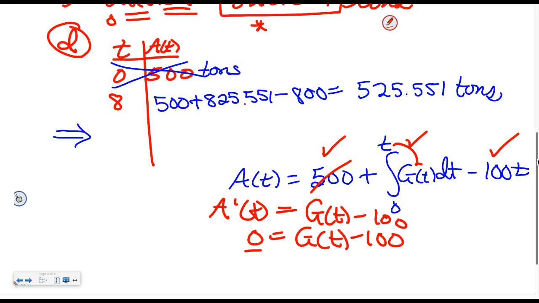In order for this to equal 0, the rate in, g of t, would have to equal the rate out. Wouldn't you agree? Now let's talk about it in terms of babies, people. Rate in would be births. What would rate out be? Deaths. If there's always more births than deaths, when's the maximum population going to be? At the end of my time interval, right?